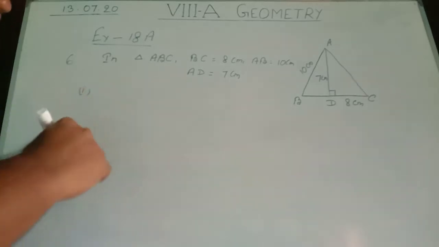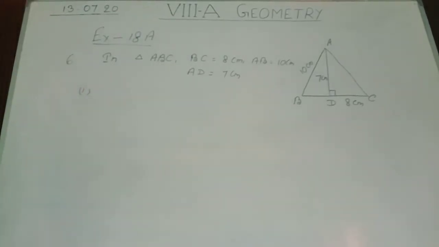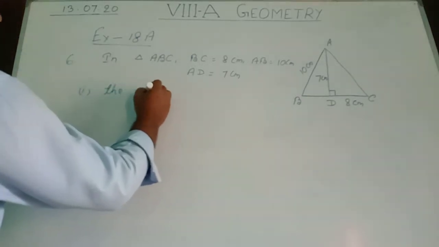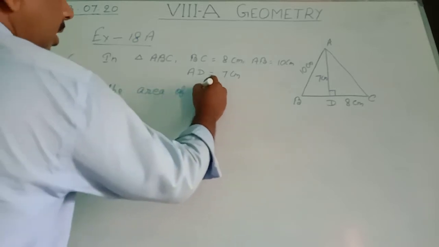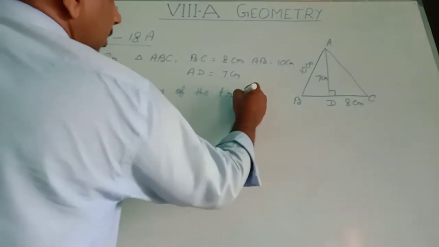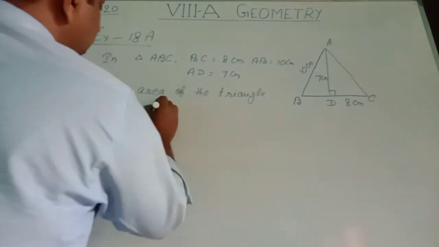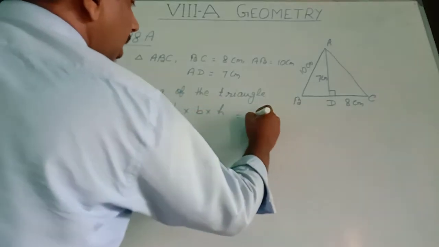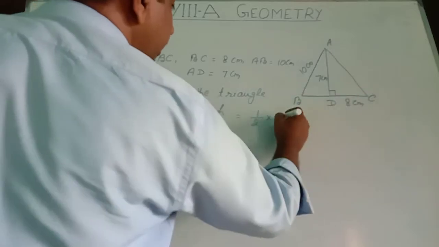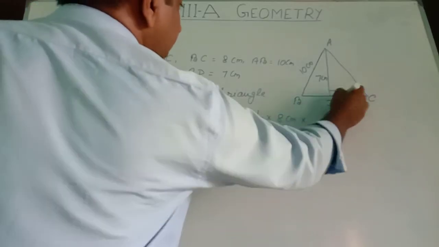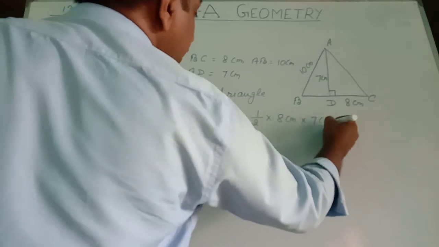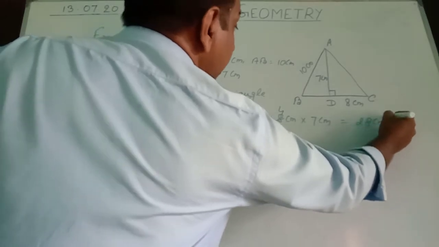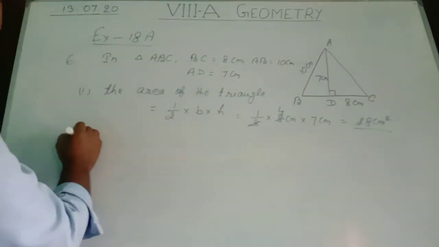Then Roman number 1, the area of the triangle equal to half into base into height. Base will be 8 centimeter and height regarding this base is 7 centimeter. So if you calculate this, you are getting 28 centimeter square. This is the first answer. And then the question Roman number 2.